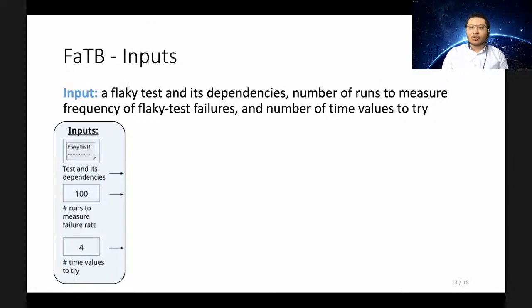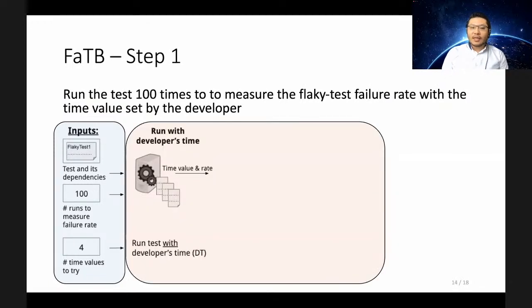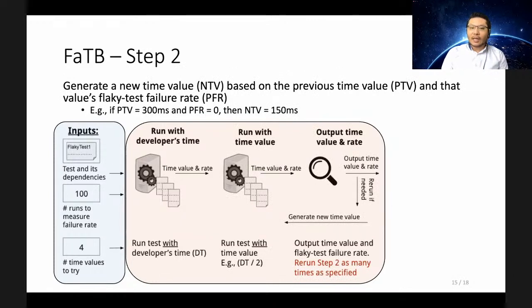Specifically for our approach, we actually take as an input a flaky test along with its dependencies. So whatever we need in order to actually run the flaky test. We take the number of runs to measure the frequency of flaky test failures and the number of time values to try. And so in this example here, what we would do is we would actually run the test 100 times using the time value specified by the developer to obtain the flaky test failure rate and the runtime. We would then use that to generate a new time value based on the previous time values, flaky test failure rate, and runtime.